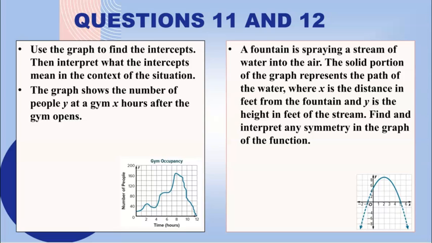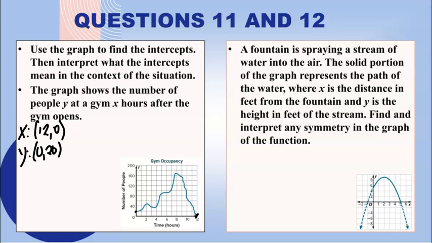Question 11. Use the graph to find the intercepts, then interpret what the intercepts mean in the context of the situation. The situation is the graph shows the number of people, y, at a gym x hours after the gym opens. So it crosses here on the x-axis and it crosses here on the y-axis. So the x-intercept is when x is 12, y is 0. And the y-intercept is when x is 0, y is 20. So what do those mean?